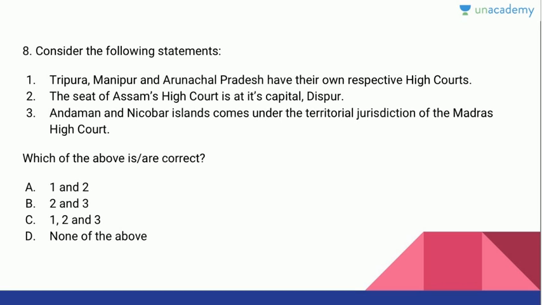Question number 8. Consider the following statements. Tripura, Manipur and Arunachal Pradesh have their own respective high courts. The seat of Assam's high court is at its capital Dispur. Obviously it is at Guwahati. Andaman and Nicobar comes under the territorial jurisdiction of the Madras High Court. No, they come under the jurisdiction of the Calcutta High Court. All these statements are absolutely rubbish. None of the above is correct.